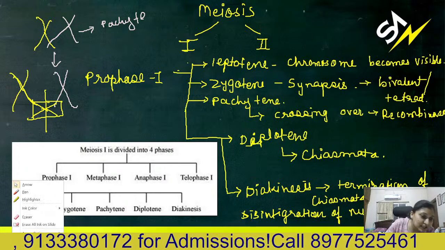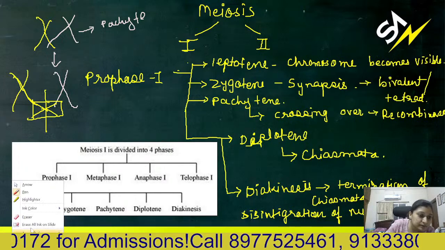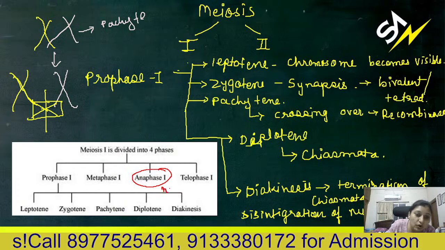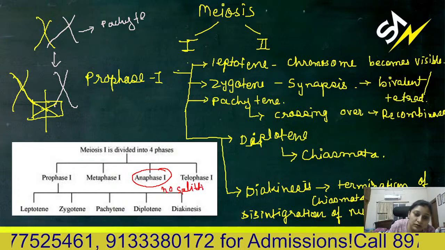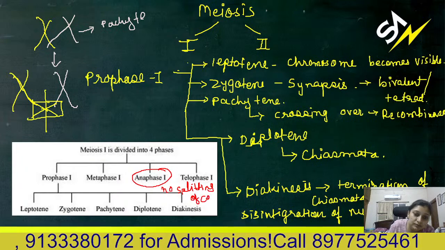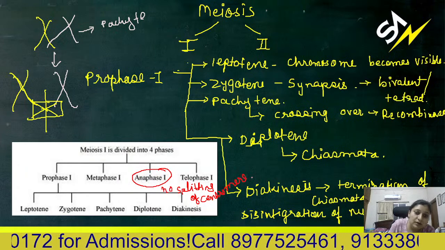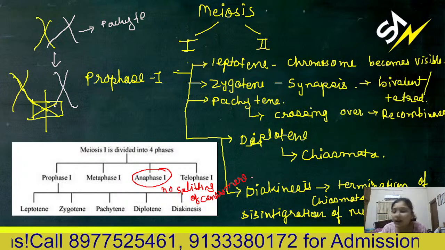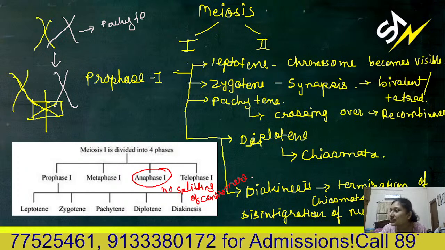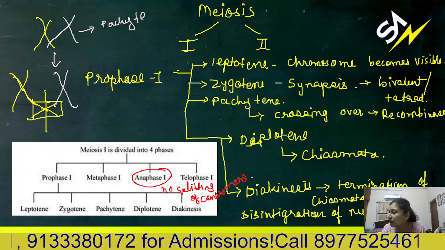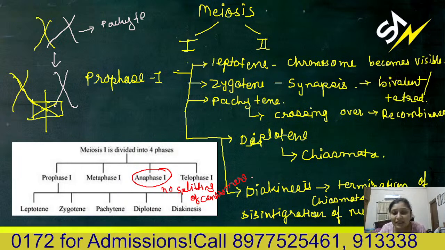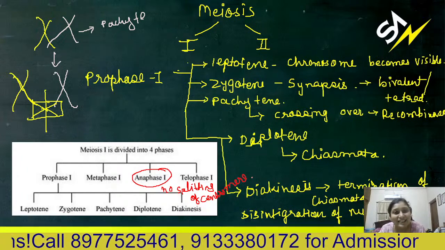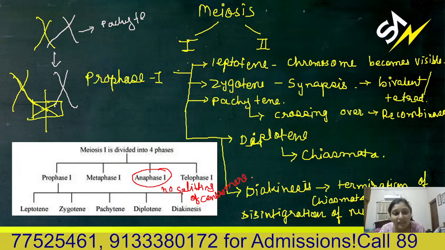Mark this point, guys. In case of anaphase 1, no splitting of centromere occurs. Homologous chromosomes have been paired, so they are getting separated. Each chromosome is getting separated. There is no separation of sister chromatids required here, because it is a reductional division. So 46 becomes 23 now.